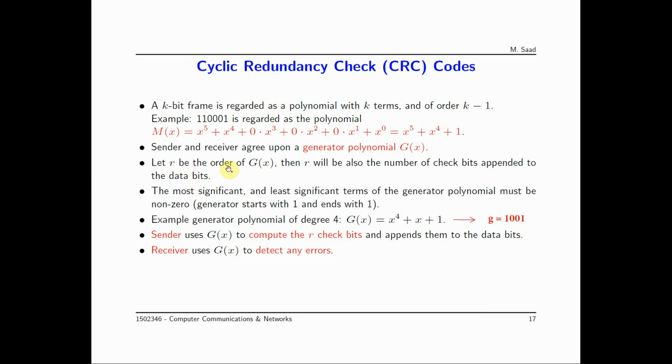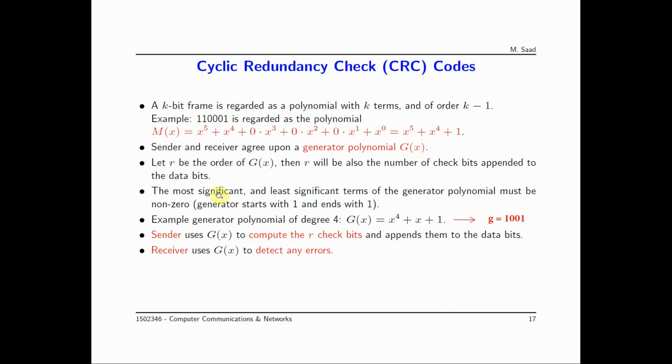Let R be the order of the generator polynomial. Now, the order of a polynomial is the highest power. So this polynomial, x to the power of 5 plus x to the power of 4 plus 1, has an order of 5. The order of the generator polynomial represents the number of check bits that we are using. So if this is the polynomial we're using as a generator polynomial, it means that we're using 5 check bits. So the sender will be calculating 5 check bits, adding them to the data, and then the receiver will use the same generator polynomial to decide whether there are transmission errors or not.